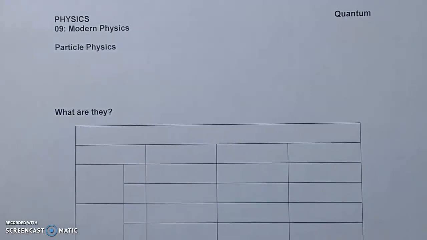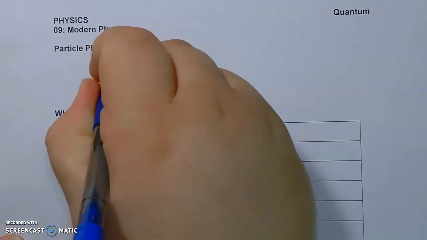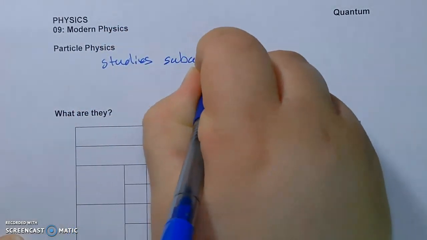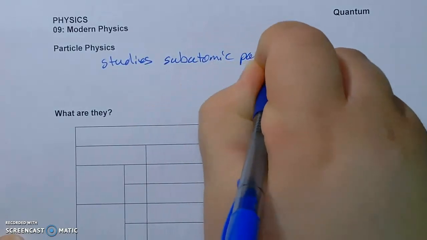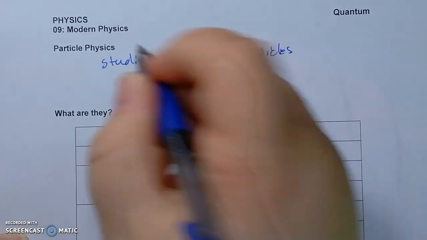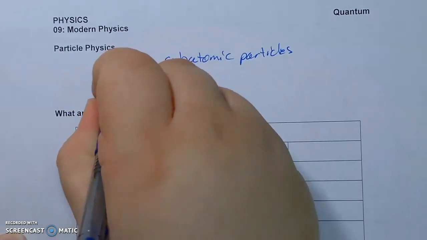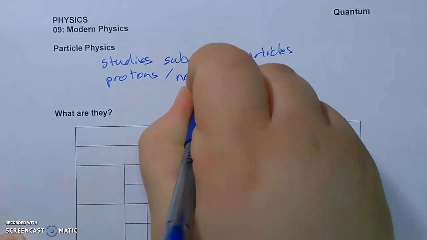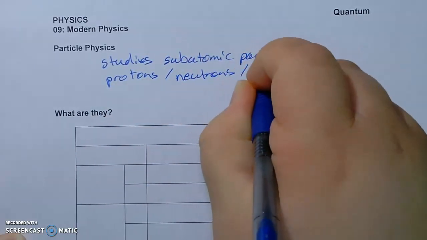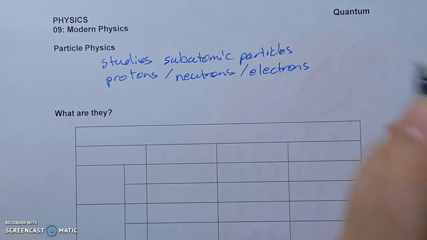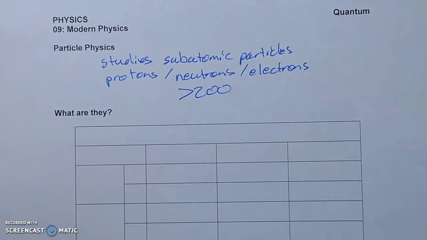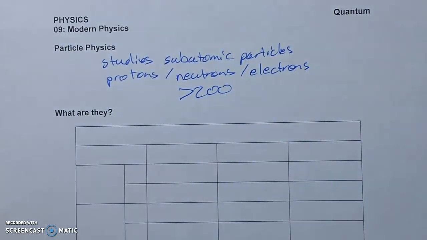So, particle physics studies, you guessed it, subatomic particles. Until physics, typically students only know about protons, neutrons, and electrons. Those make up the bulk of the most consistent subatomic particles. But there's actually over 200 different subatomic particles that they found out there.